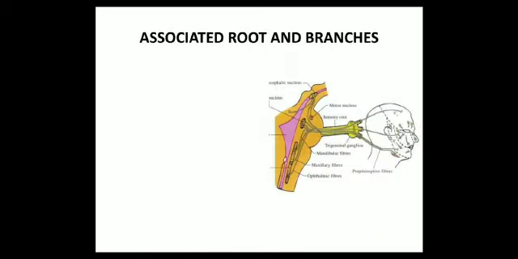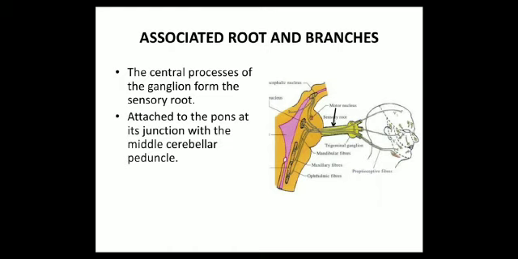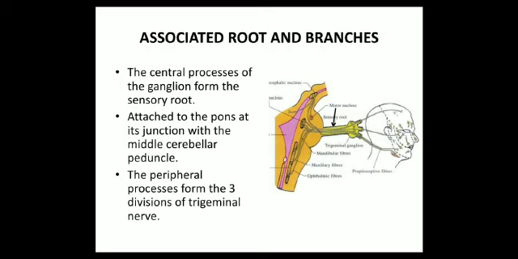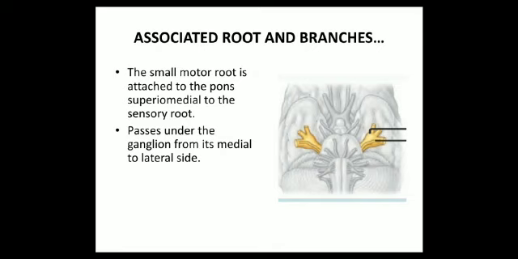The associated root and branches: the central processes of the ganglion form the sensory root. It is attached to the pons at its junction with the middle cerebellar peduncle. The peripheral processes form the three divisions of the trigeminal nerve. The small motor root is attached to the pons superomedial to the sensory root. It passes under the ganglion from its medial to lateral side and joins the mandibular nerve at the foramen ovale.